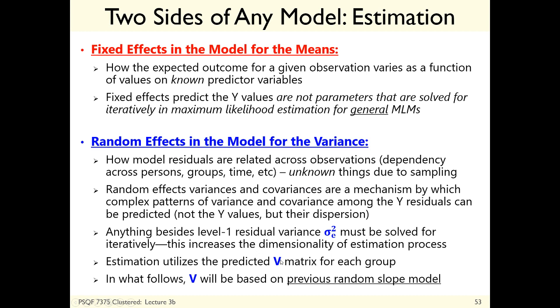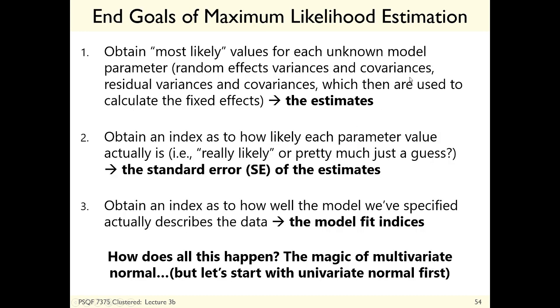So what we need to do is figure out what V is. The process of estimating involves figuring out three things: the estimates, their standard errors, and then how well it actually fits the data. And these can be both absolute or relative. But everything that we're doing is based on the magic of the normal distribution.